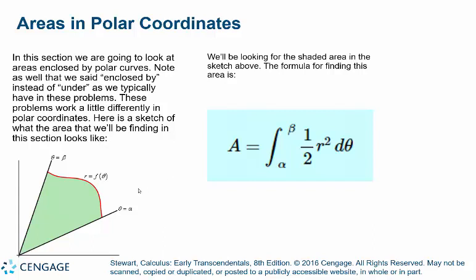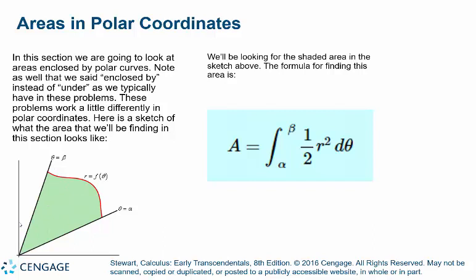Note as well that we said enclosed by instead of under, as we would typically have in other problems. These problems work a little differently in polar coordinates. So here's a sketch of an area that we might be finding in this section. Here is the distance r, or the first part of the polar coordinate, and it's some function of theta. And then our angle for polar coordinates is going to go from theta equals alpha to theta equals beta. So we want to find this green shaded area here.